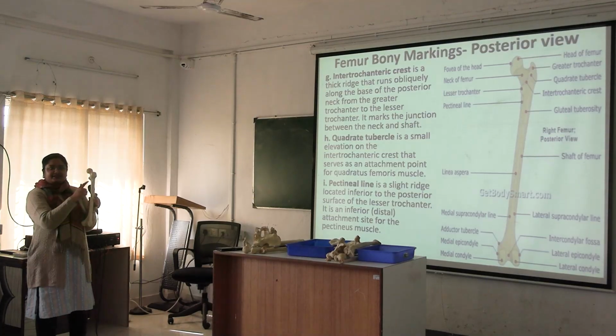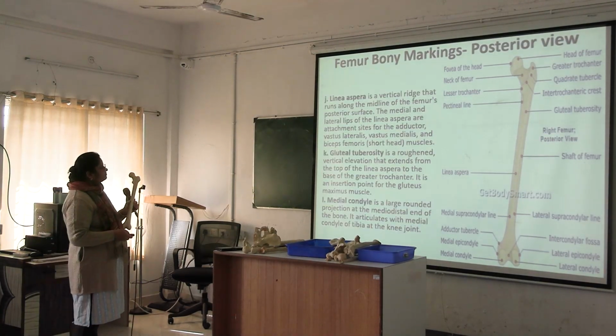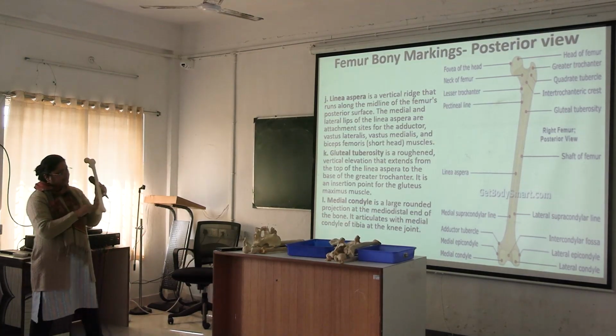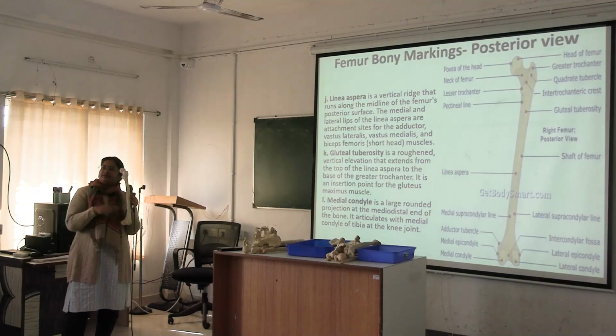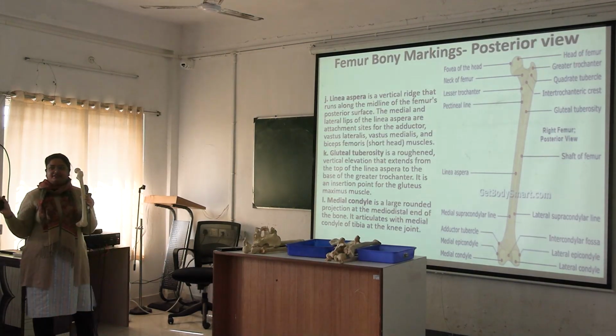After that, adductors. Adductors will be attached over this linea aspera. We will discuss. Next, we are going to linea aspera. See this vertical ridge. Everyone will be asked about this linea aspera. You have to identify linea aspera and its attachment.